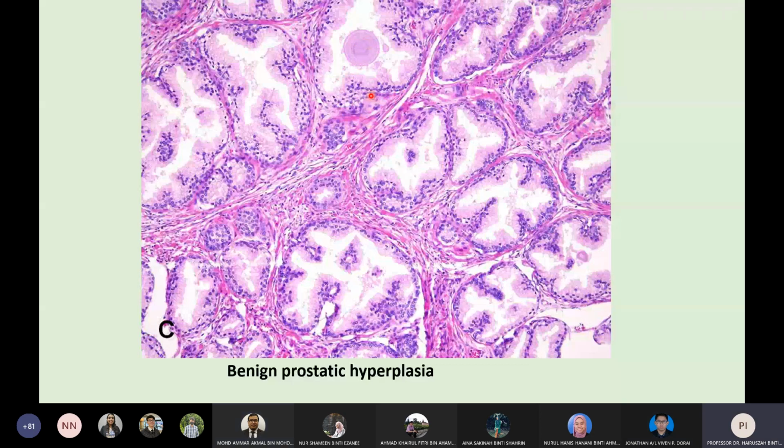Corpora amylacea. Someone remembered. I taught this in general pathology, so you should remember. Corpora amylacea is just concentric proteinaceous accumulation in this disease. Don't ask me why. They just produce so much protein that it becomes like a solid inside. It's very nice looking. Actually, it's very diagnostic. When we see this in cross section, usually it's associated with BPH. Corpora amylacea. Okay.